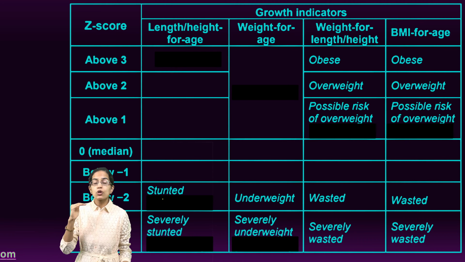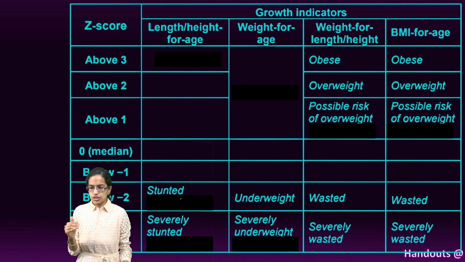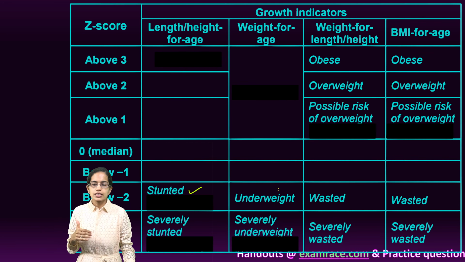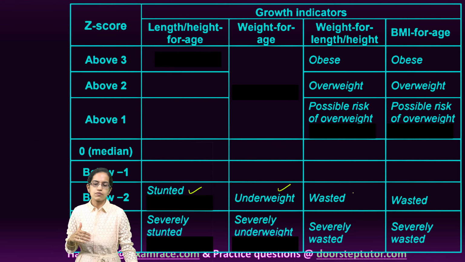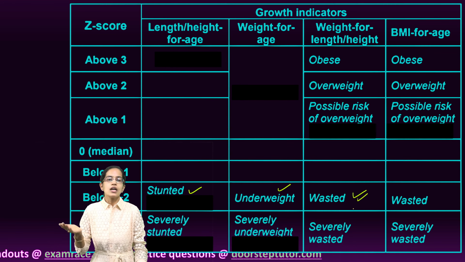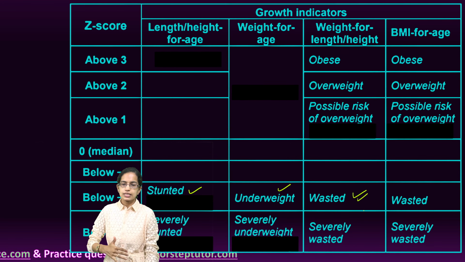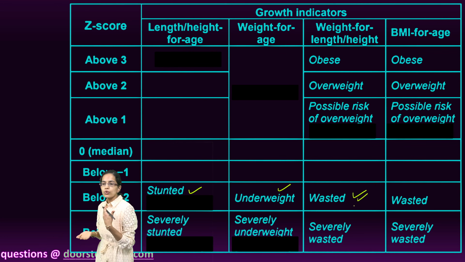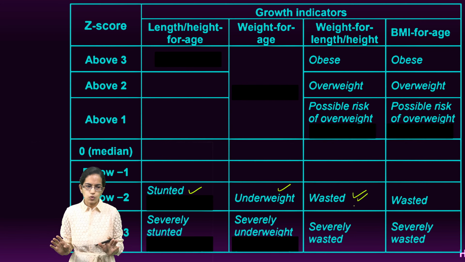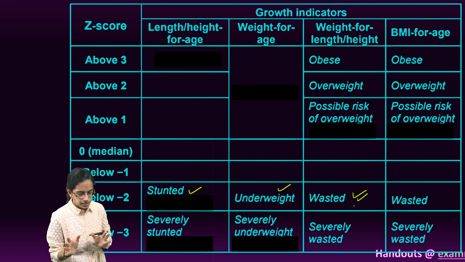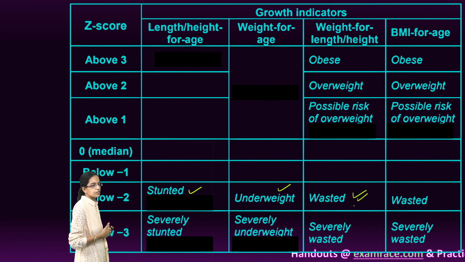So as we said, if we want to understand the height for age, and if it is below -2 standard deviation of the mean, we say there is stunting. If it is weight for age, we say it is underweight. If it is weight for height, we say the child is wasted or wasting is commonly seen. And if it is more than 2 standard deviations, we say there is obesity or overweight. So those are some of the general growth indicators that we take into account.